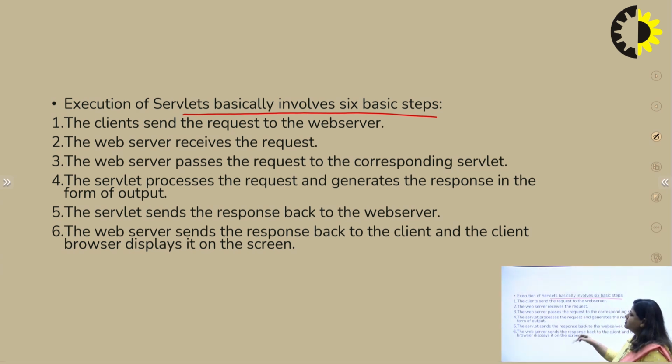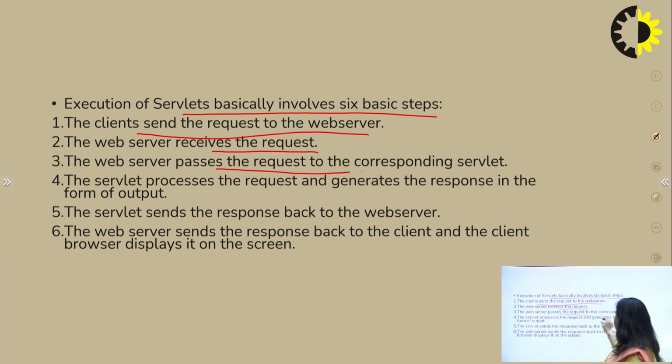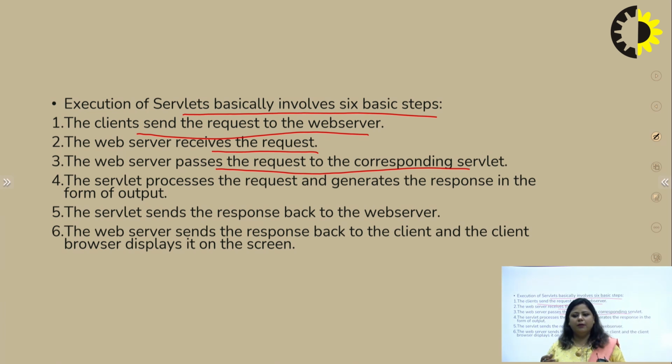Now, there are 6 basic steps in the execution of a servlet. What are they? The client sends the request to the web server, and the web server receives that request. Now, the web server passes the request to the corresponding servlet. There are different servlets on any specific server, so whenever the client sends a request to the server, the server passes that information to the related servlet. And how does the server find which servlet fulfills our requirement?